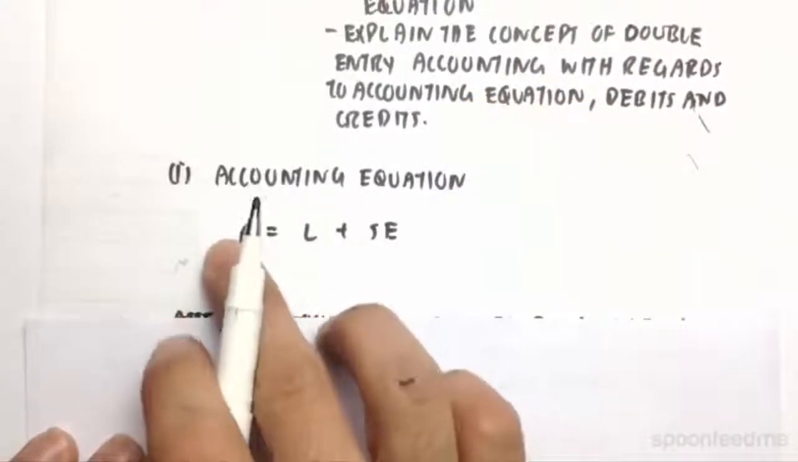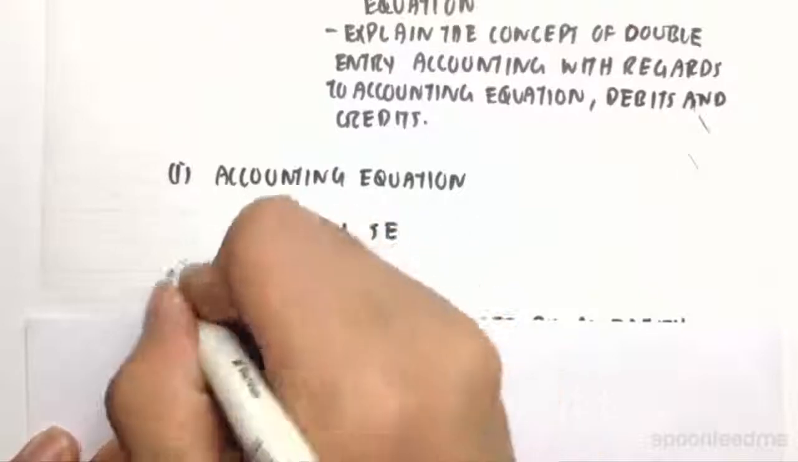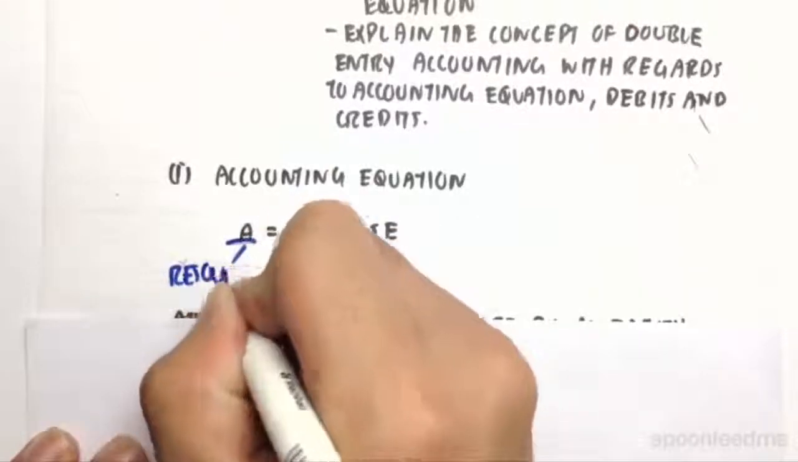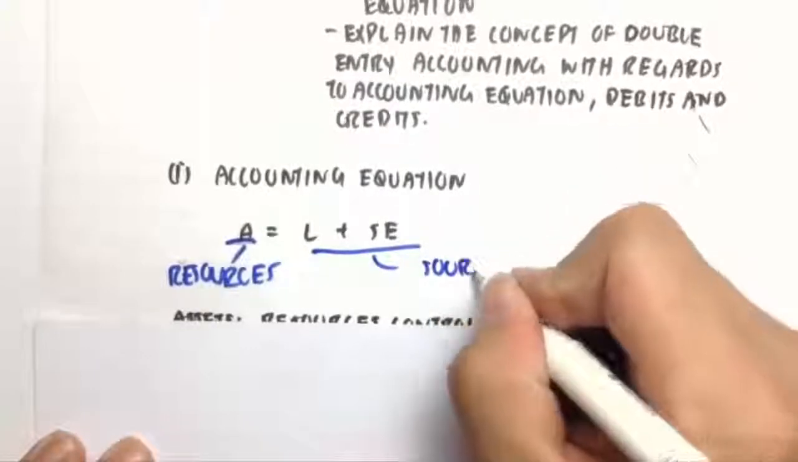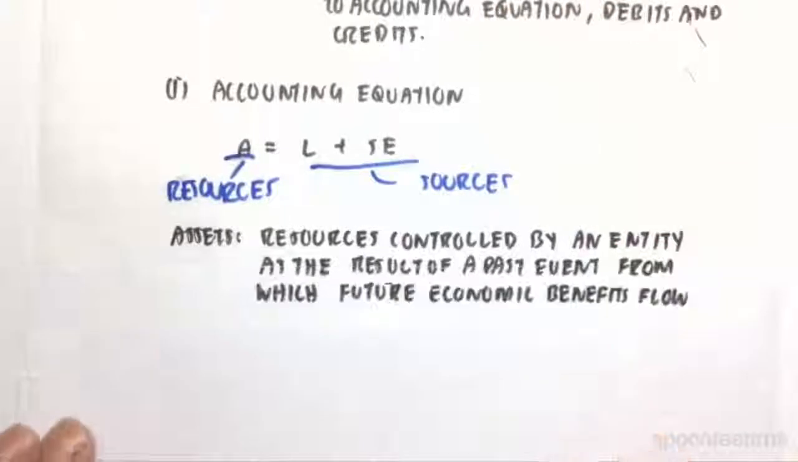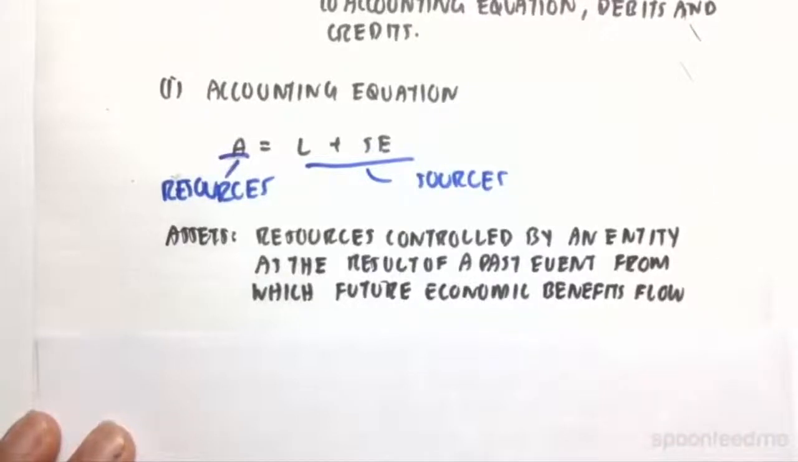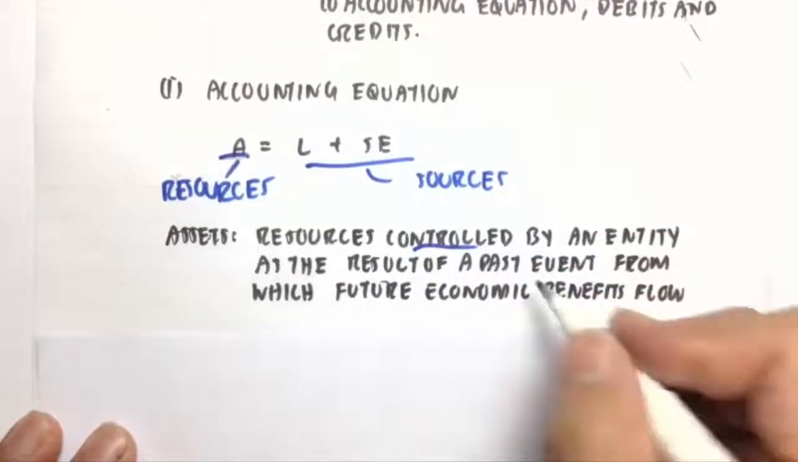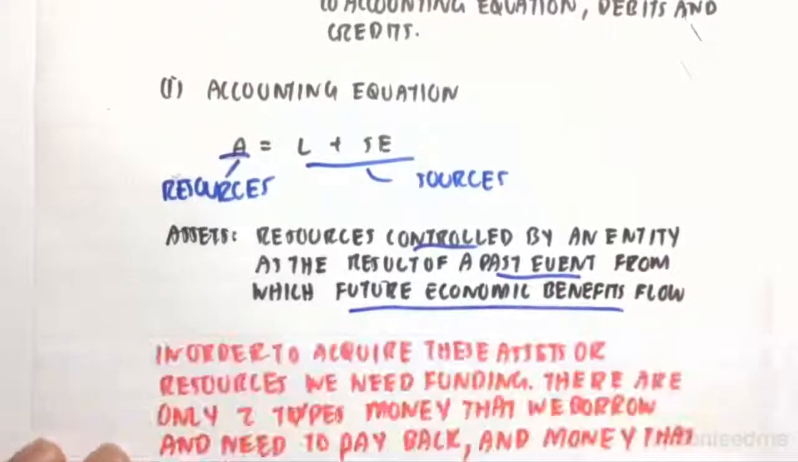So it's A, assets equal to liabilities plus shareholders' equity. Our assets are our resources and our liabilities and shareholders' equity are our sources. Okay, so what's the story behind these names? Assets, if we remember the definition, are resources controlled by an entity as a result of a past event from which future economic benefit will flow.